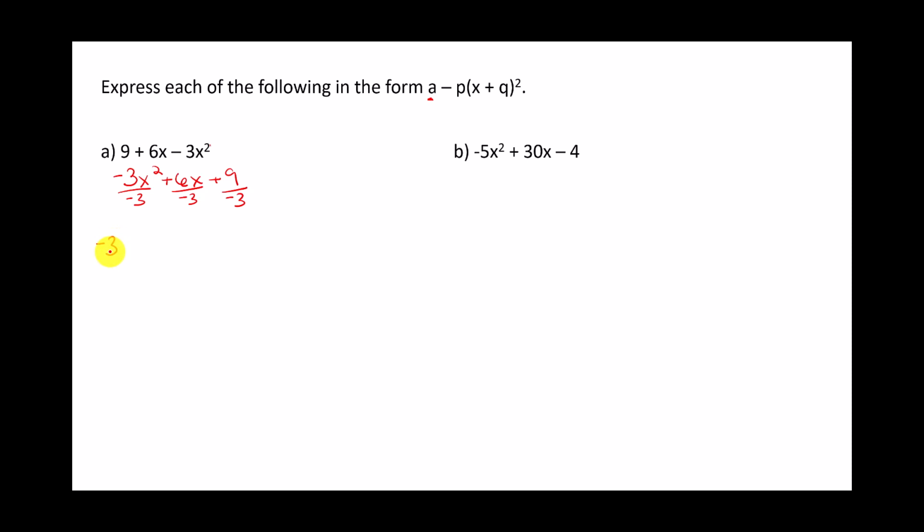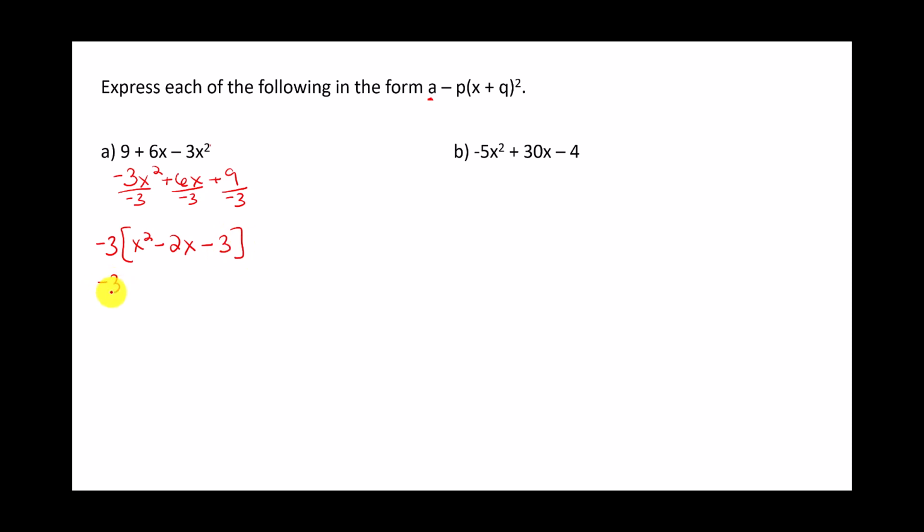So if I take a negative 3 out front, and I do have to write it out front, it can't go away, okay? I take the negative 3 out front, and I'm going to have x squared. 6 divided by negative 3 is negative 2x, so my sign is changing. And 9 divided by negative 3 is negative 3.